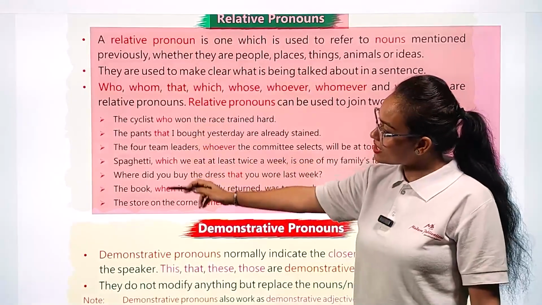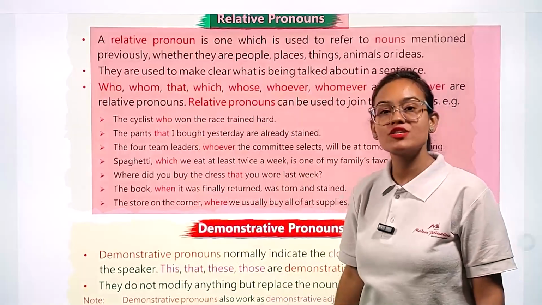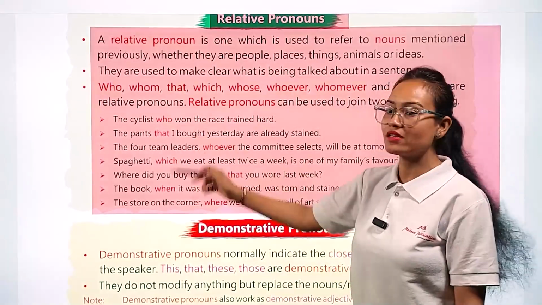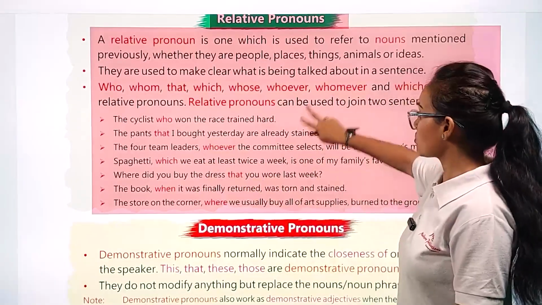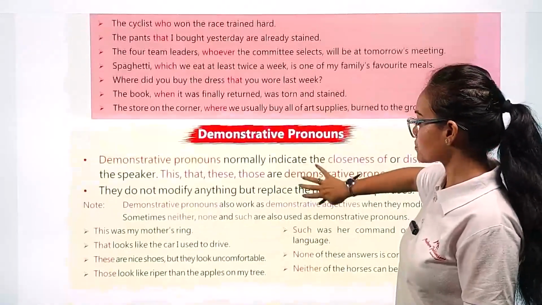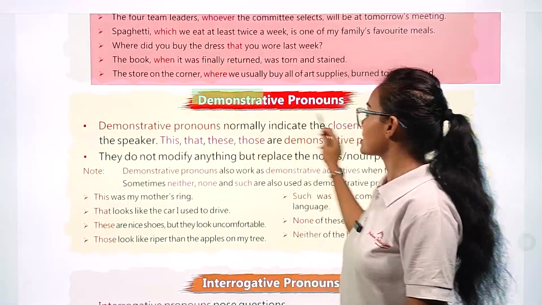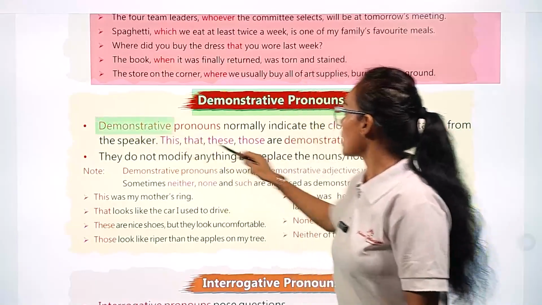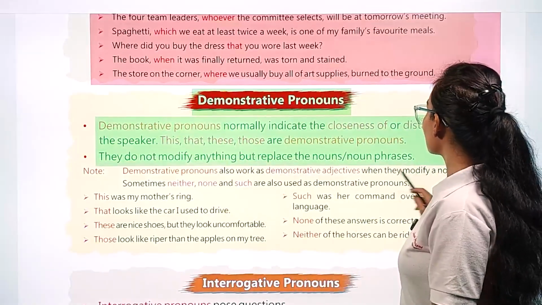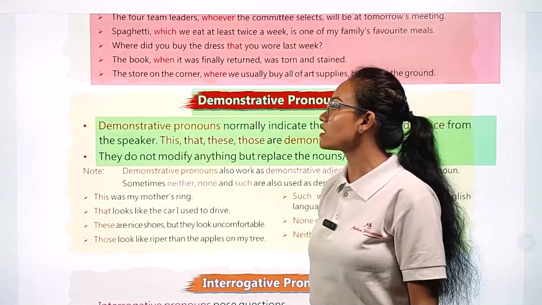Here, my dear student, you can see in all these sentences, relative pronoun words are used for joining the two sentences. So this is all about our relative pronoun. Now, demonstrative pronoun. What is the meaning of demonstrative pronoun? Let's see. Demonstrative pronouns normally indicate the closeness or distance from the speaker.